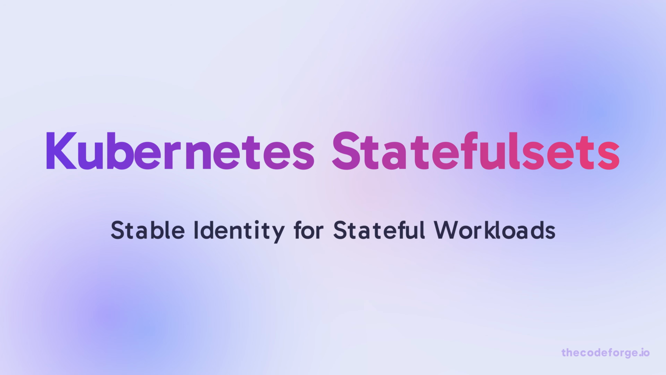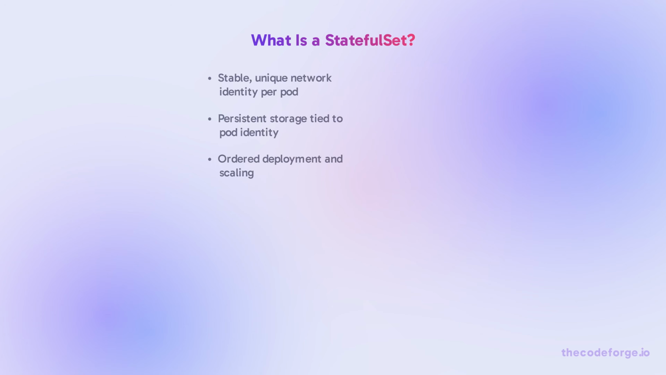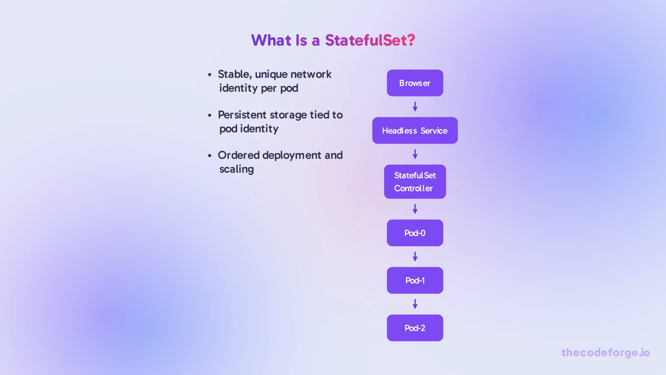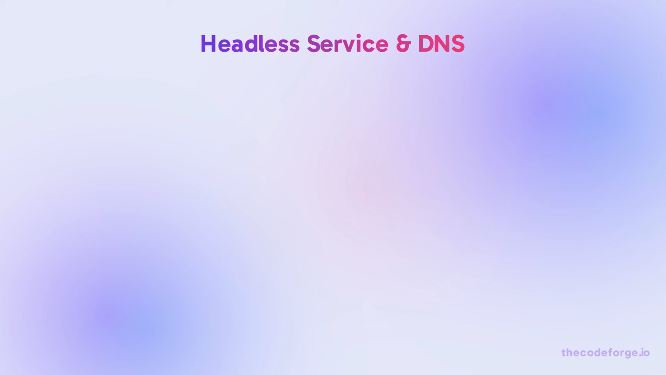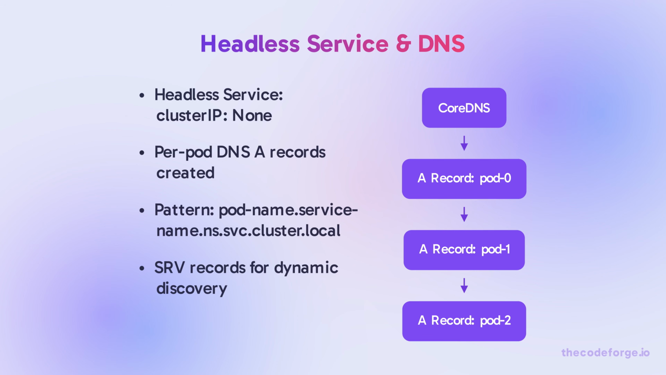Before we dig into that production issue, let's cover Kubernetes StatefulSets. A StatefulSet is a Kubernetes API object for stateful applications. It guarantees each pod has a deterministic name, its own PVC that follows it across rescheduling, and a predictable creation order. A headless service creates individual DNS records for each pod, enabling peer discovery. Without it, pods have stable names but no resolvable addresses.